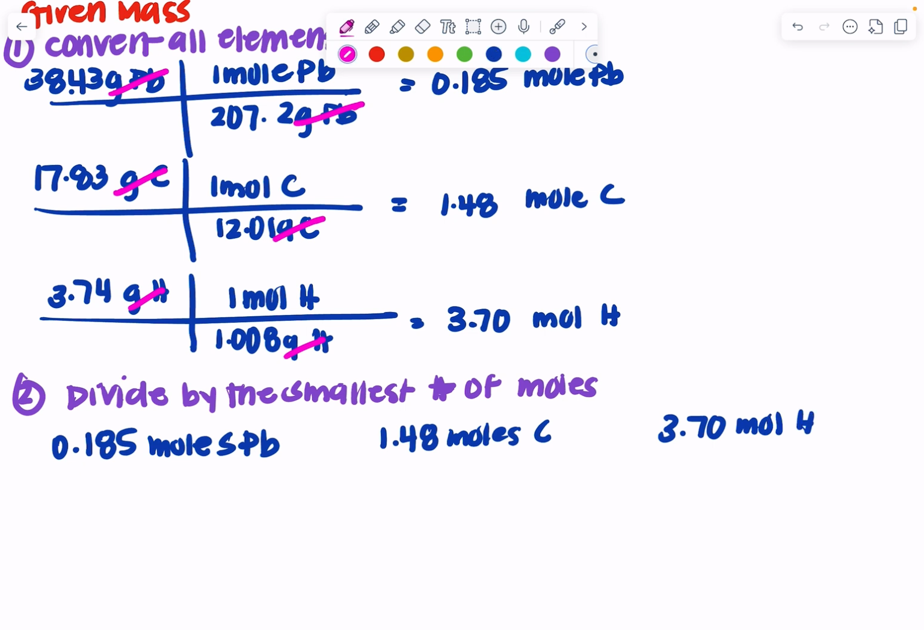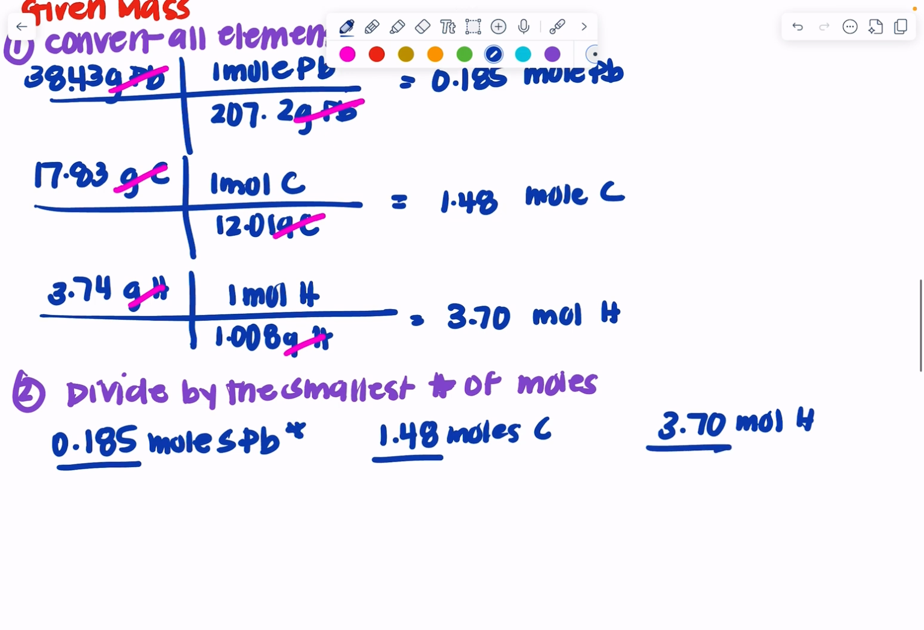We are looking for the empirical formula, which is the simplest formula. We want there to be a 1 in there, because if there isn't a 1, we can still probably divide at some point. So we look at these three numbers, and we find whichever one's the smallest. This one is the smallest number. We're going to divide each of those by 0.185. And the reason that we do this is because we know this answer is going to give us 1 Pb.